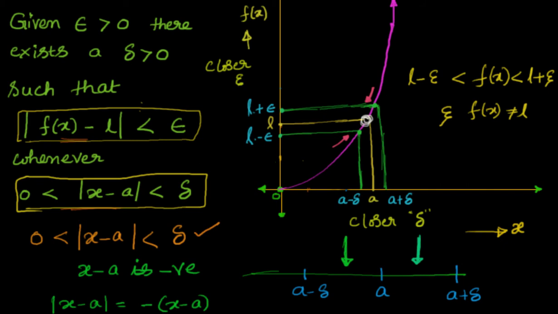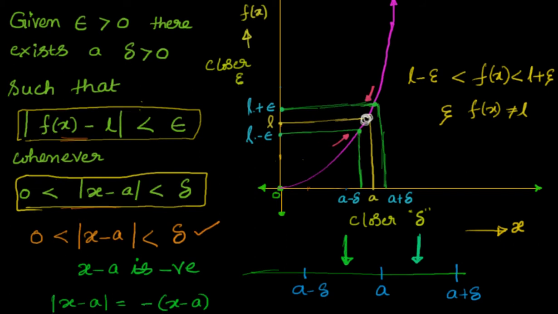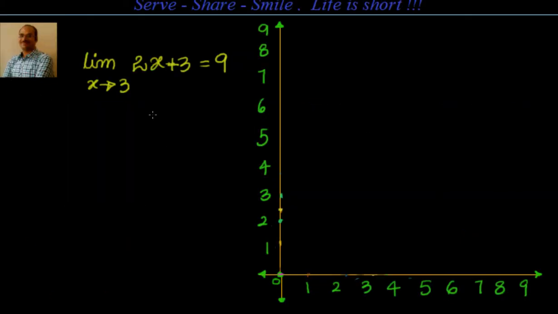So next we will see how to solve the problem if they ask us to prove by the delta epsilon approach that a function has a limit at a particular point, let us say x equal to a. How to do that we will see with a simple example. Let's look at this example. Limit of 2x plus 3 as x tends to 3 is equal to 9. We have to prove that the function will have limiting value equal to 9.